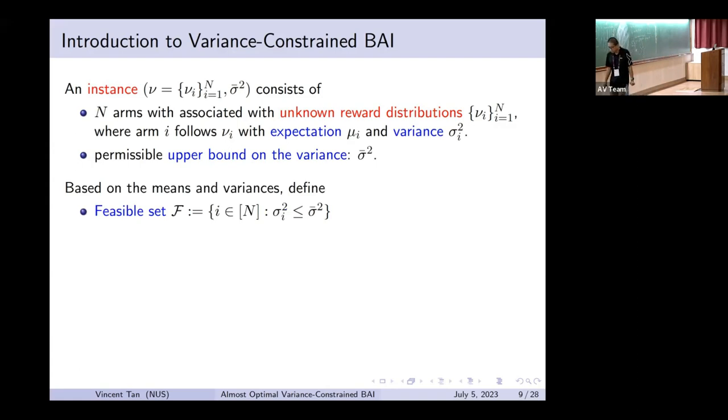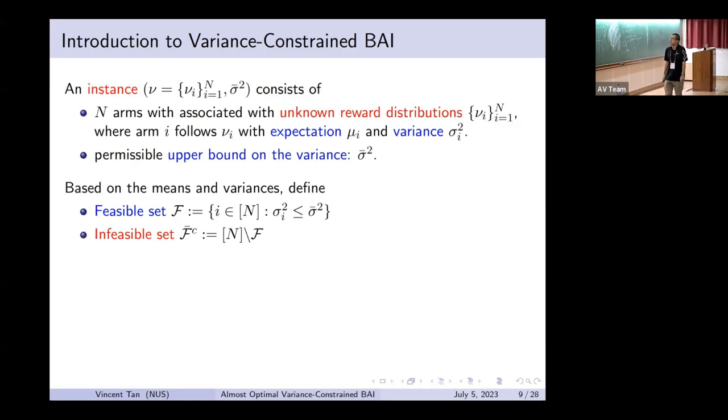All right, so we are going to partition the set of all possible distributions, capital N of them, into some sets. The first is what we call the feasible set. The feasible set is the set of all arms whose variance is not larger than the permissible upper bound. So these are the routes that I'm okay with in terms of their variance not being too large. The infeasible set is basically the complement of the feasible set. Just a reminder, the feasible set is the set of all i such that the variance is not larger than the permissible upper bound. The best feasible arm is the arm that maximizes the mean among those arms that are feasible.